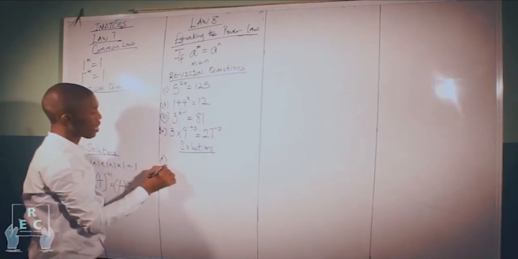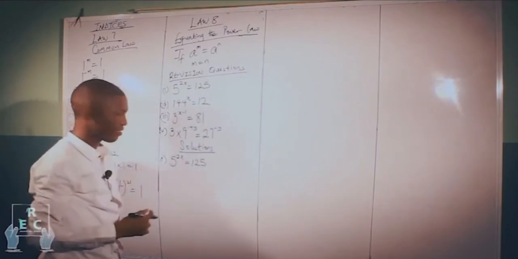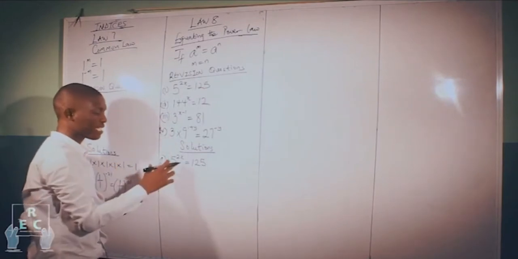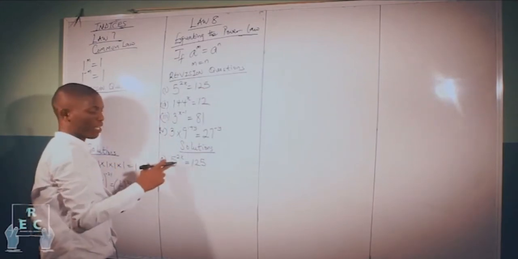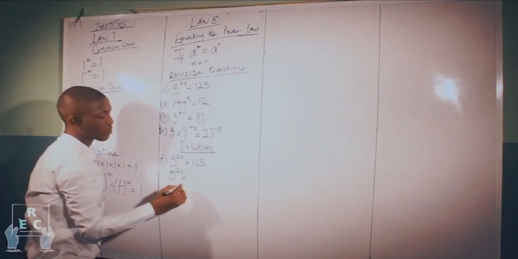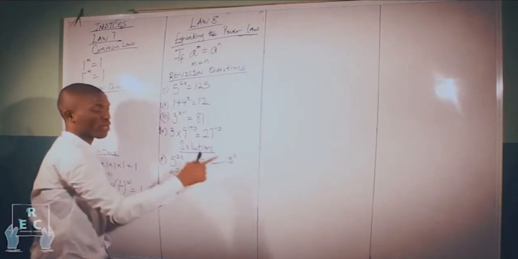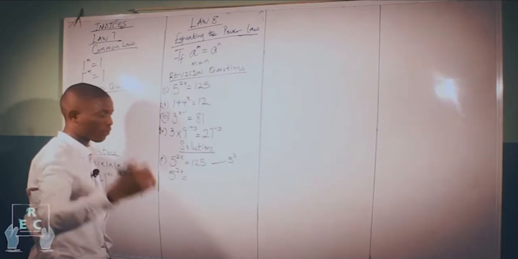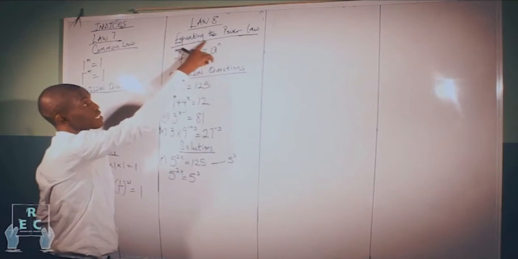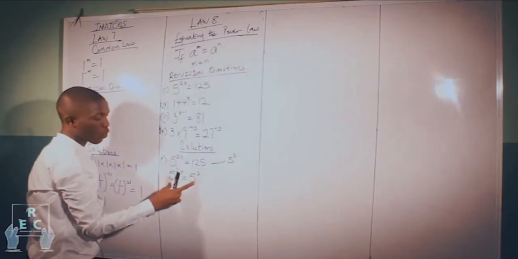Here you have 5 raised power 2x equals 125. Follow me. Now 125, you think of how you can express this as an equal base with this. 125 can be expressed as 5 raised power 3, because 5 times 5 times 5 gives you 125. This is 5 raised power 3. Now the law 8, equating the power: when the bases are the same, you equate the power.